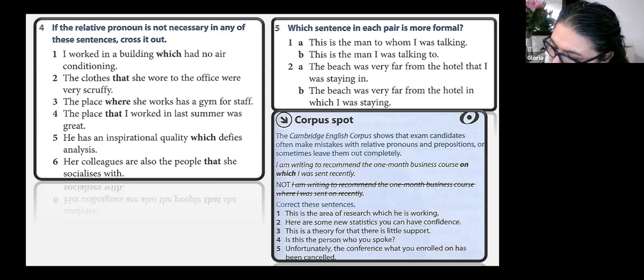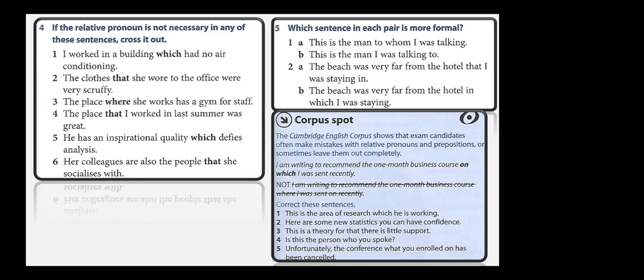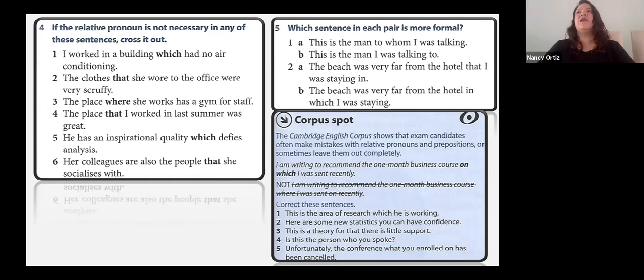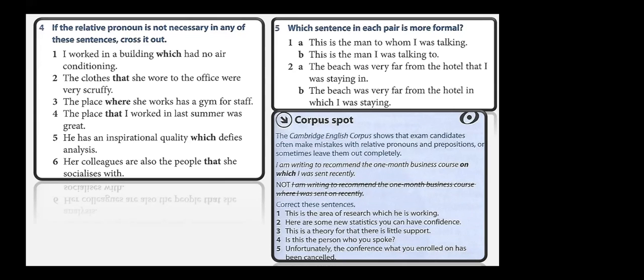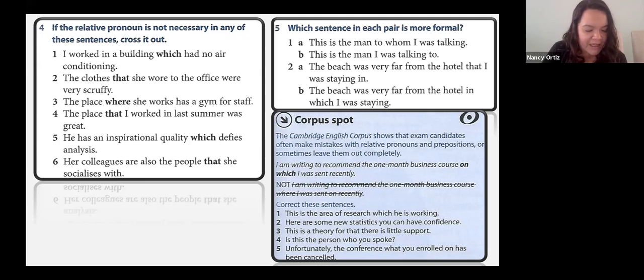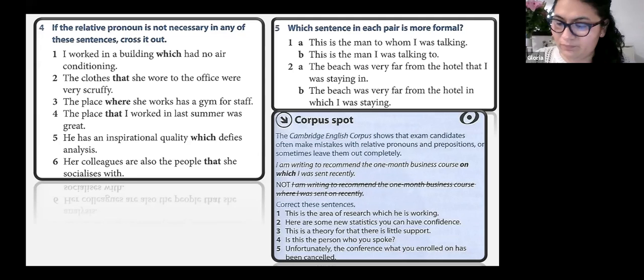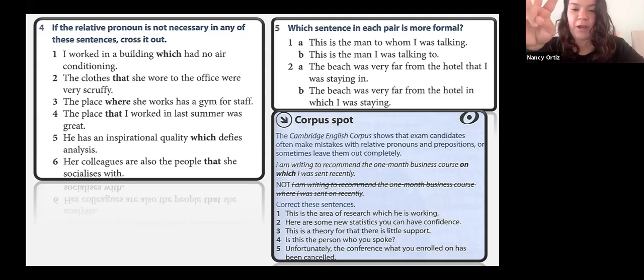Miss, I don't know if this is also possible for the same sentence. Here are some new statistics with which you can have confidence. It's better if you use the preposition in. Make it more specific, right? Can you repeat the answer, please? Yes. Here are some statistics in which you can have confidence. Thanks. You're welcome. Number three.